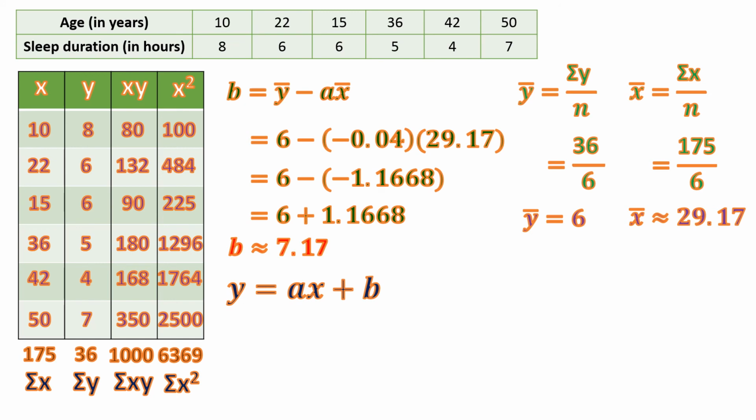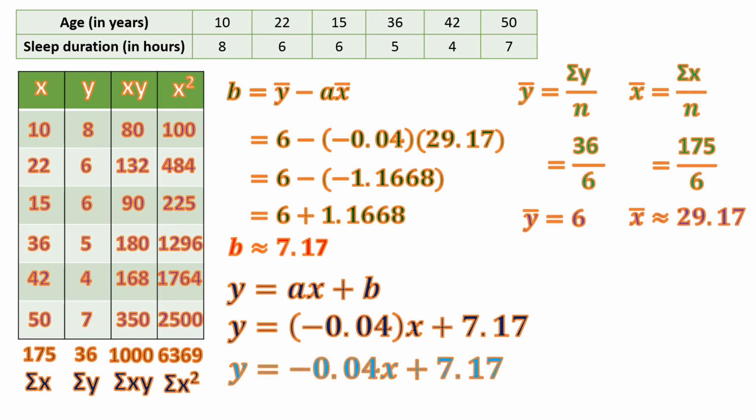Then the y now, or the regression equation, will be the a is negative 0.04 times x plus 7.17. That is the b. Or we can just remove the parentheses. It's y equals negative 0.04x plus 7.17. This is the regression equation. This is the equation that we will use for predicting, because regression is used for predicting values.